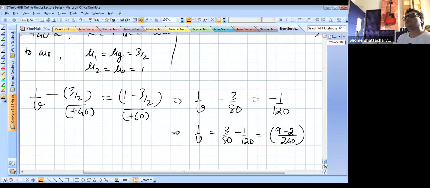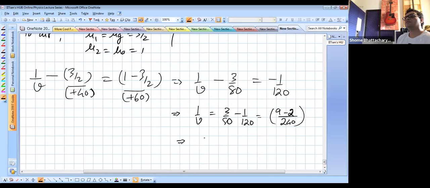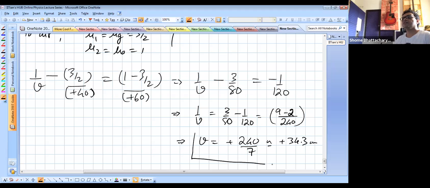So according to my calculation, the value of v, just check my solving, is coming out positive as expected, but it's 240 by 7. So approximately positive 34.3, 34.2, something in that range, which you can see is justified.